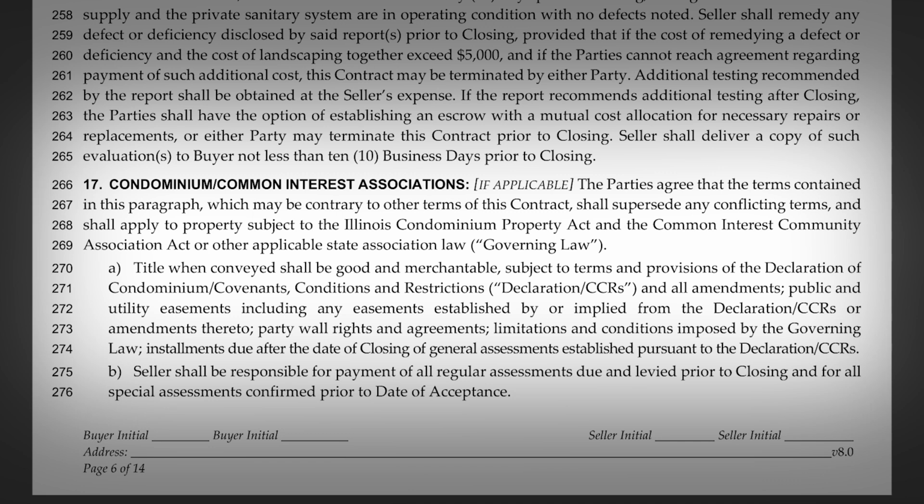Those HOA documents, once the buyer receives them, they should be received within 10 days of the acceptance of the contract, and that buyer has 5 days. And again, we're talking about business days on both of those numbers to go ahead and either agree to, or if there is some rule that the buyer cannot abide by and is not good for them, they can say we are canceling the contract based on the HOA rules.